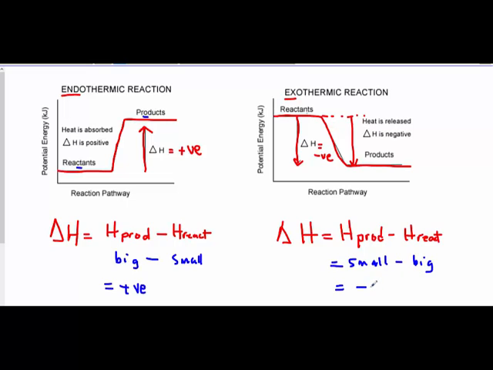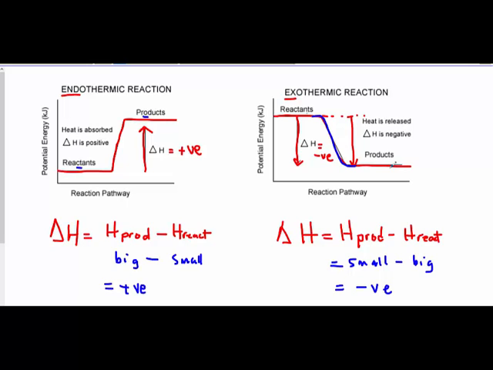The magnitude of that negative value will depend on how big this hill is, or how much energy was lost to the surroundings, but it's definitely going to be negative because our reactants, what we started with, had more enthalpy, and we moved to products that have lower enthalpy. When we're subtracting a bigger number from a smaller number, we're always going to get a negative value here. So this is a summary of changes in enthalpy for endothermic and exothermic reactions.